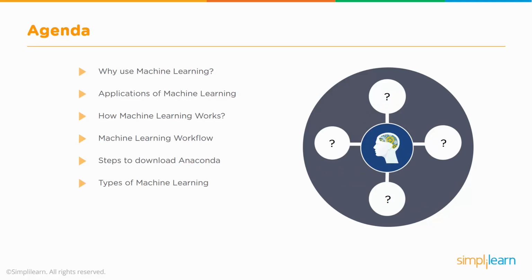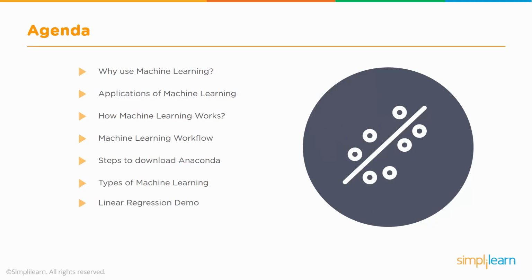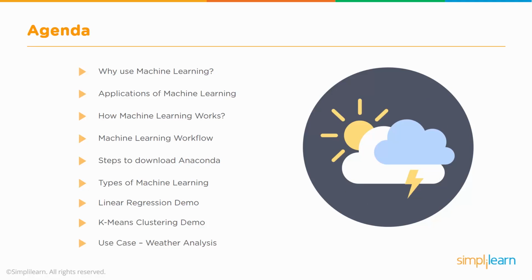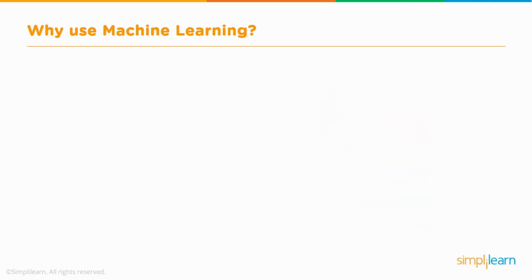And then we'll get back into more detail as to exactly what kinds of machine learning there are. And finally, we'll do a linear regression demo and a k-means clustering demo where you actually get to write a couple scripts and get your hands dirty and do some Python work. And finally, we'll wrap it up with a use case, weather analysis. So let's get started with the first 2 bullet points. Why use machine learning and applications of machine learning?